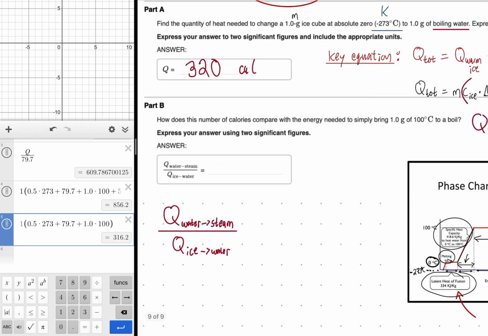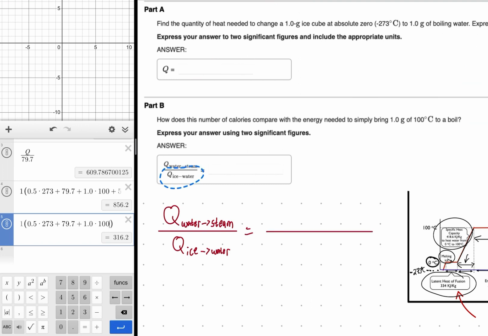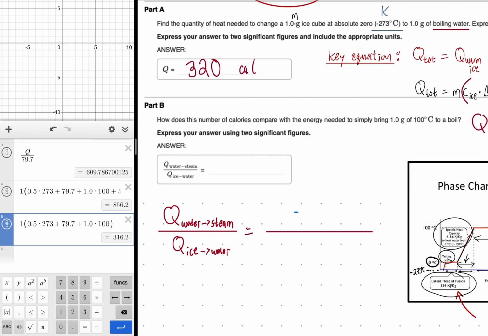It's clear up here: how does this number of calories compare, it's referring to the previous one. Otherwise this notation is a little unclear, like what is ice slash water? Well, that's just the value you got in part A. So we have 540 up top, calories per gram, and down below, the 316, which I'll write in the rounded value 320. So that's our ratio.